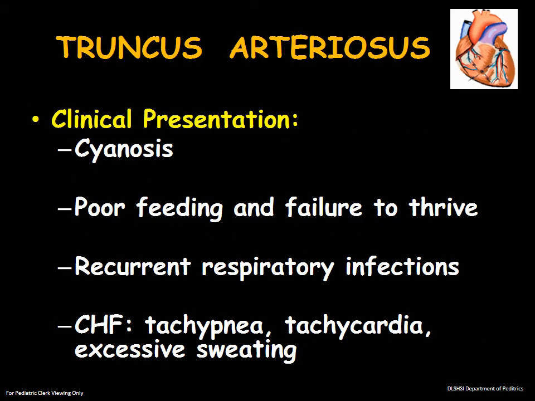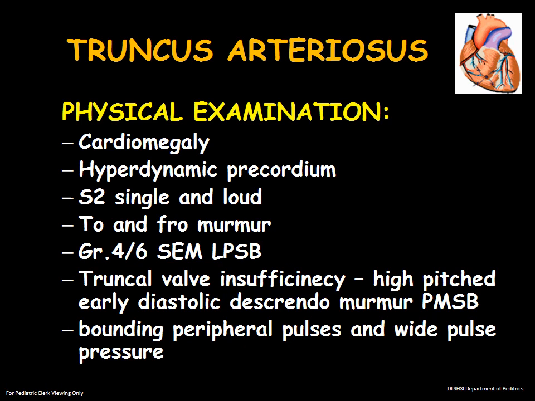So the clinical manifestation will be a mildly cyanotic child with poor feeding and failure to thrive, recurrent respiratory infections, and signs of congestive heart failure. On your physical examination, there is cardiomegaly, hyperdynamic precordium, single S2 and loud to-and-fro murmur, a grade 4/6 systolic ejection murmur at the left parasternal border, and there is truncal valve insufficiency, which is a high-pitched early diastolic decrescendo murmur at the mid-parasternal border, and bounding peripheral pulses and wide pulse pressure.